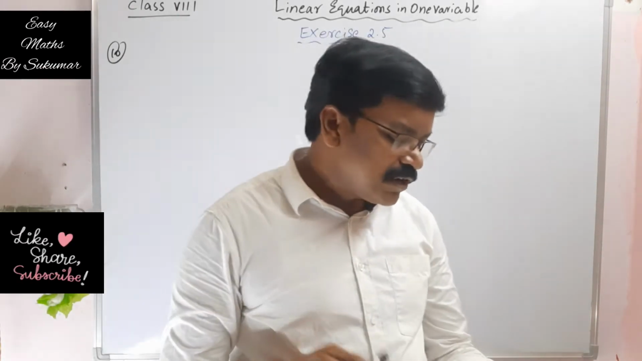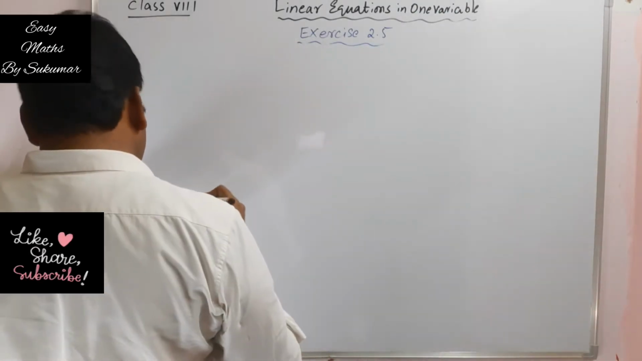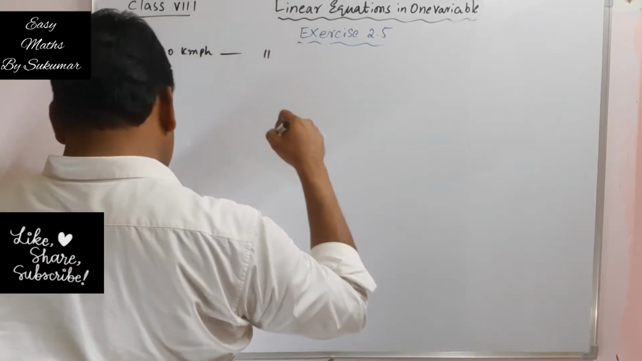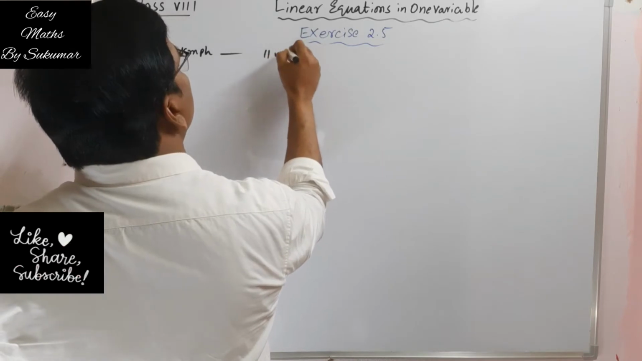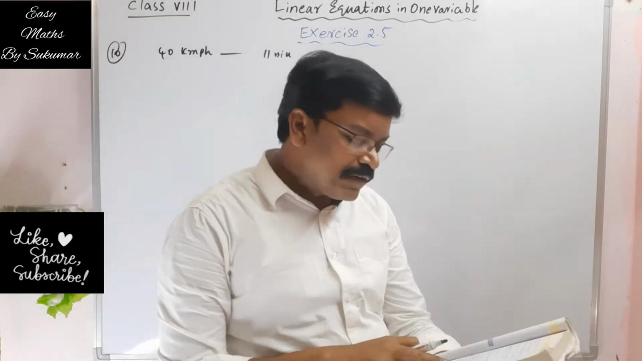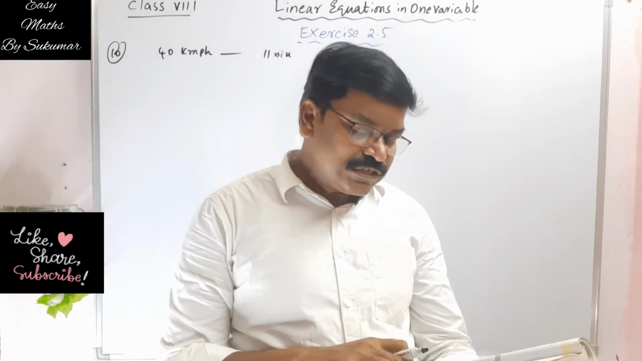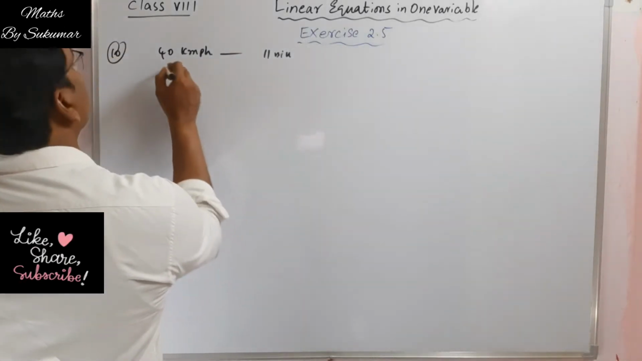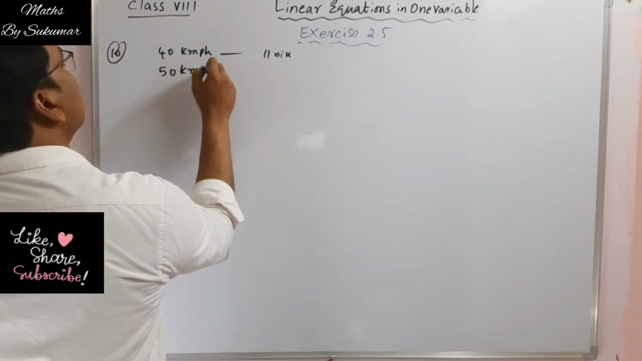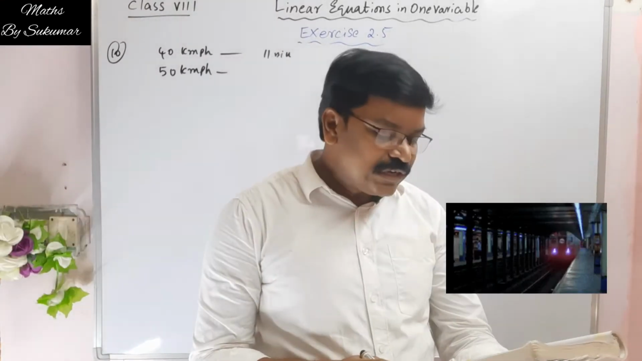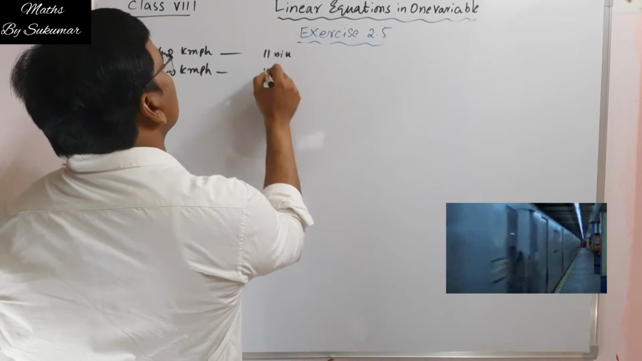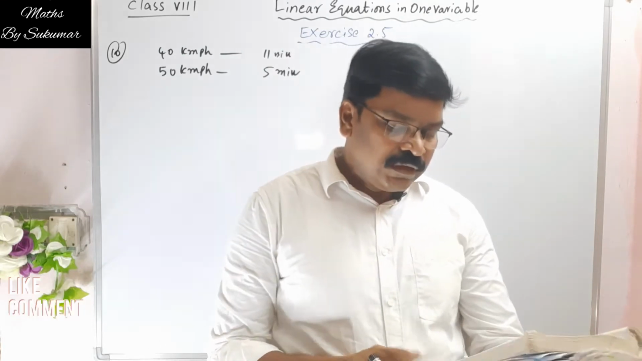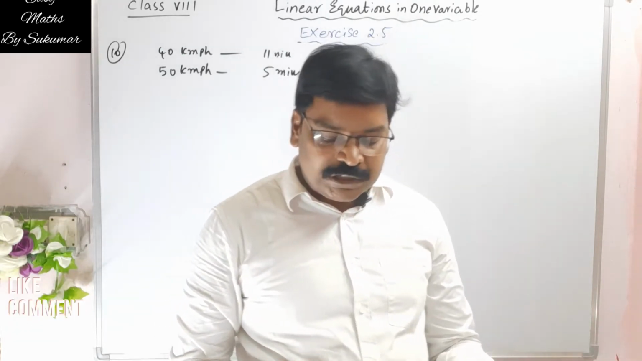If a train runs at 40 km per hour, it reaches its destination late by 11 minutes. I will repeat. If a train runs at 40 km per hour, it reaches its destination late by 11 minutes. But if it runs at 50 km per hour, that means 10 km per hour speed increased here, right? It is late by 5 minutes only. Find the total distance to be covered by the train.